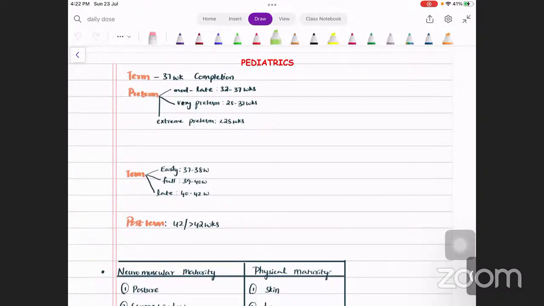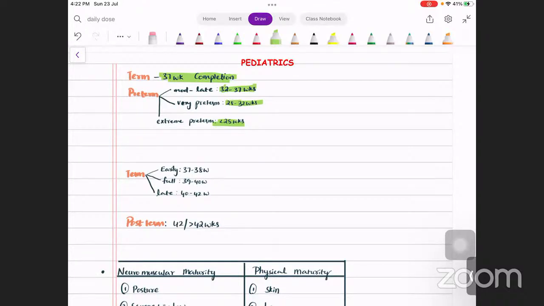So first one, what are the terminologies we are having? What is so called as term? Term is 37 weeks of completion of pregnancy, a term pregnancy. And preterm, we used to call it as moderate to late, very preterm and extreme preterm. Extreme preterm is less than 28 weeks, while very preterm is 28 to 32, and moderate to late preterm is 32 to 37 weeks.